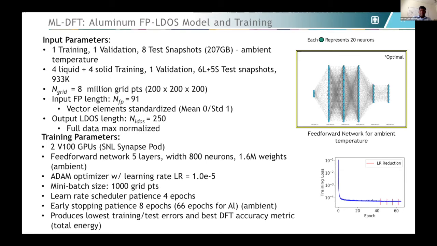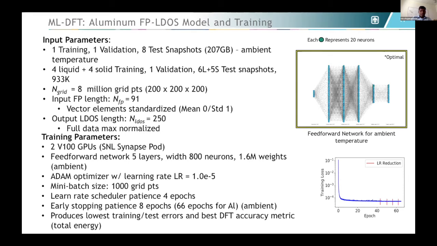There are 8 million grid points. And then there is an input fingerprint, the length of which is about 91. The output LDOS is 250. And this is the training. Going from the fingerprint to the LDOS is the training you're trying to do. And notice that we are doing this at each grid point. So we are making the machine learning model's goal simpler. It is trying to capture the local quantity of interest. And then in a second step, we integrate the LDOS to calculate the energy that we would like, using standard physics approaches.